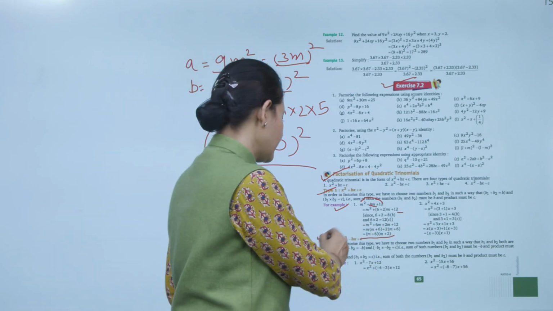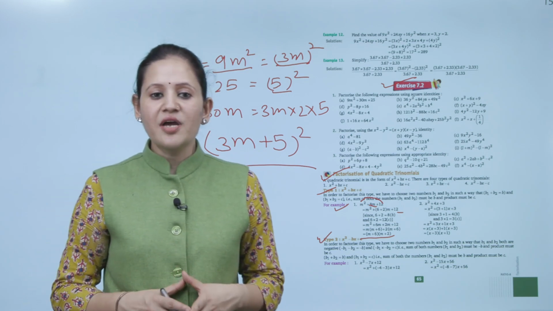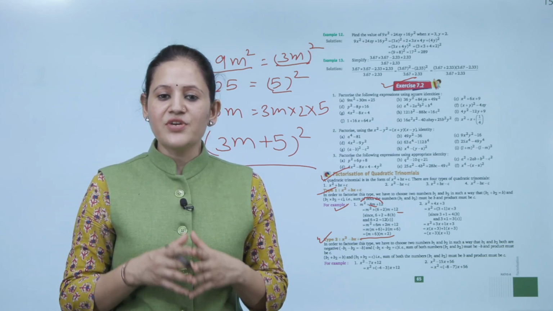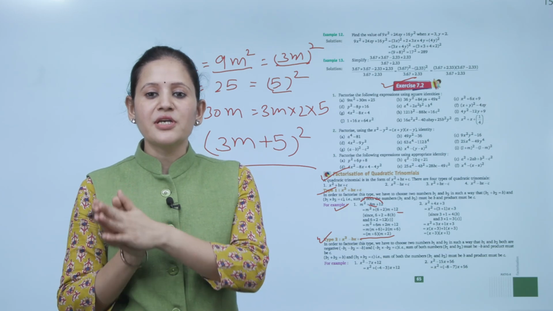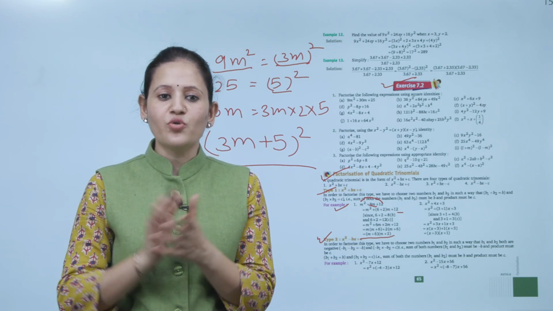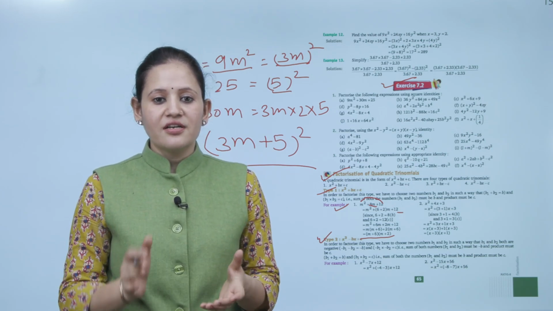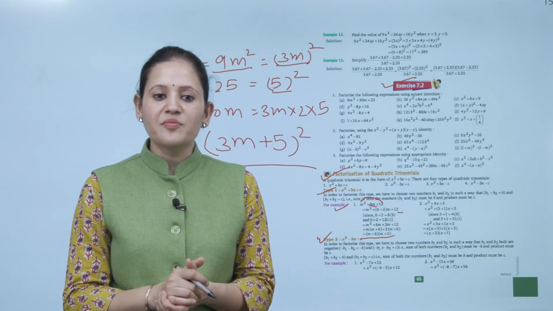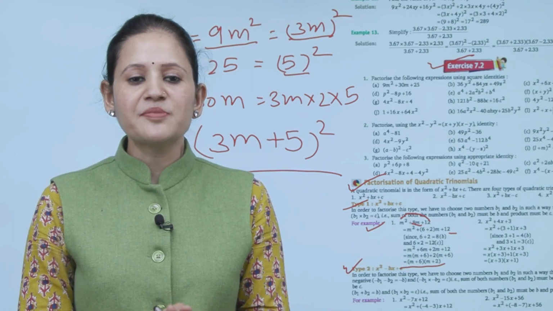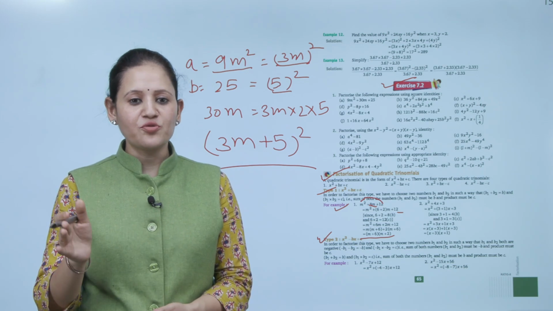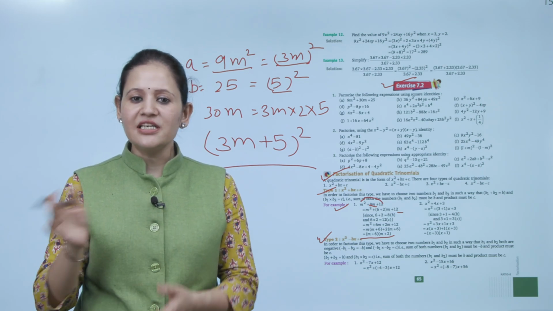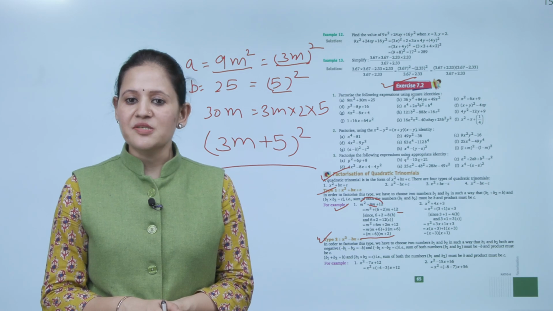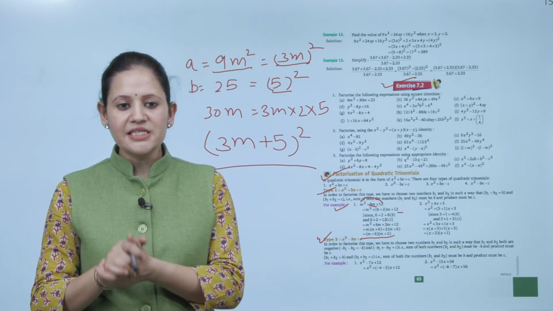Next is type 2: x square minus bx plus c. In order to factorize this type, we have to choose two numbers b1 and b2 in such a way that b1 and b2 both are negative, and the sum of both the numbers must be b and the product must be c. So b1 plus b2 should be equal to b, and b1 multiplied by b2 is c.